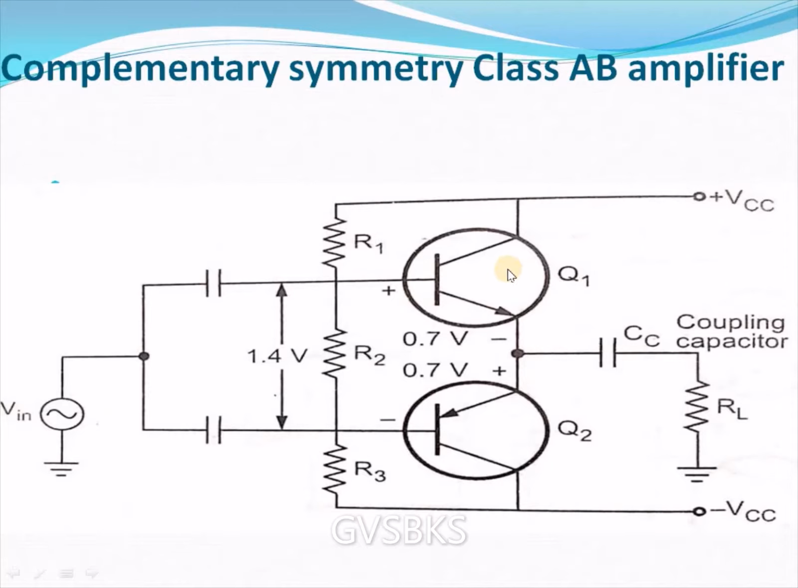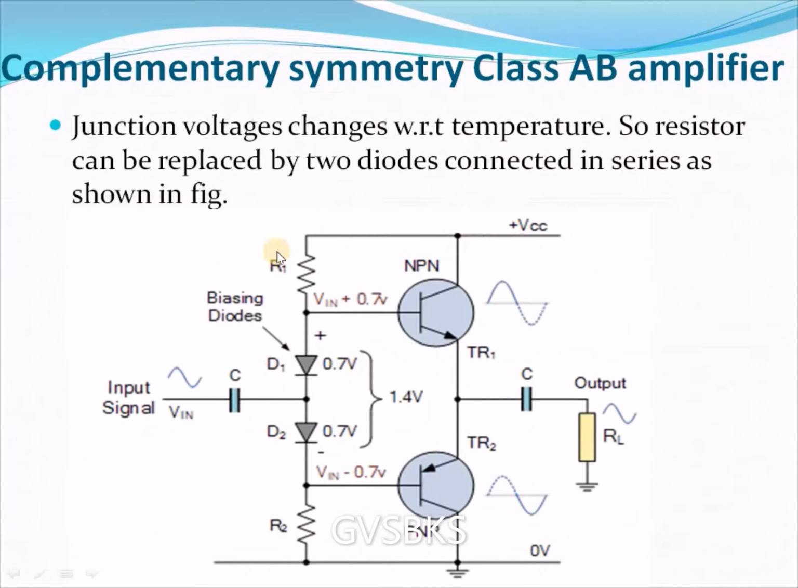This can be avoided by using diodes instead of the R2 resistor. See, the junction voltages change with respect to temperature, so the resistor can be replaced by two diodes connected in series as shown in the figure. So here if you observe, two diodes are connected in series, and at the middle of these two diodes we are providing the AC input signal.